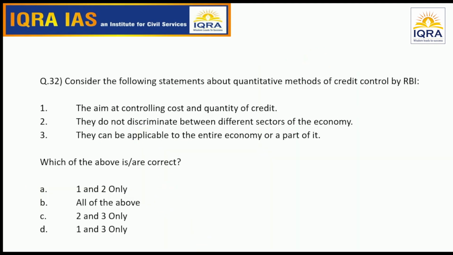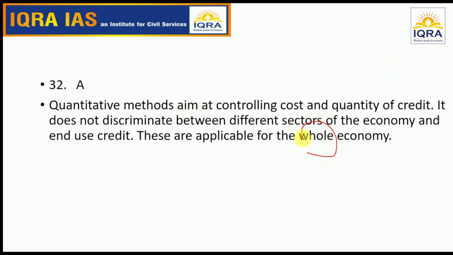Question number 32. Which of the following statements are correct about quantitative methods of credit control by RBI? It aims at controlling the cost and the quantity of credit. They do not discriminate between different sectors of economy. They can be applicable to the entire economy or a part of it. No, this is incorrect. They are applicable to all these sectors, the whole economy. And yes, it aims at controlling cost and quantity of credit, and they are applicable to the whole economy.